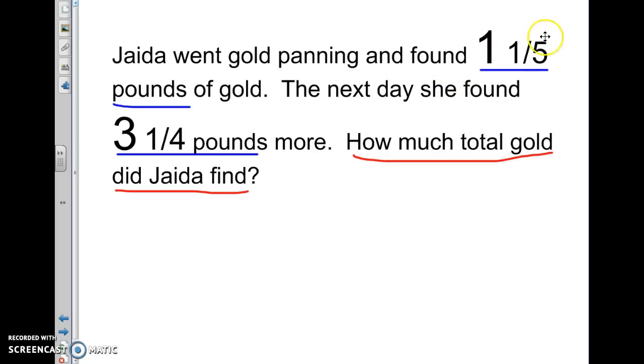Because she found a big pile of gold, and then she found another big pile of gold, and we want to know how much total she found. So that means we are going to be adding 3 1/4 plus 1 1/5.